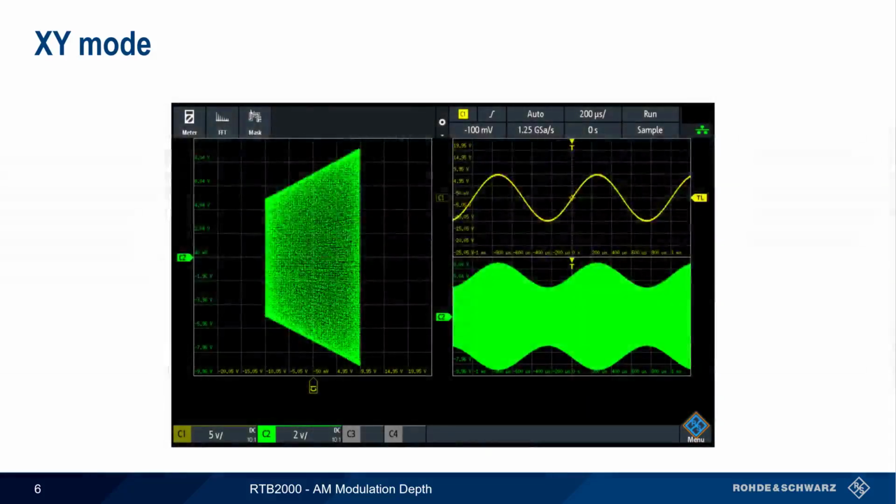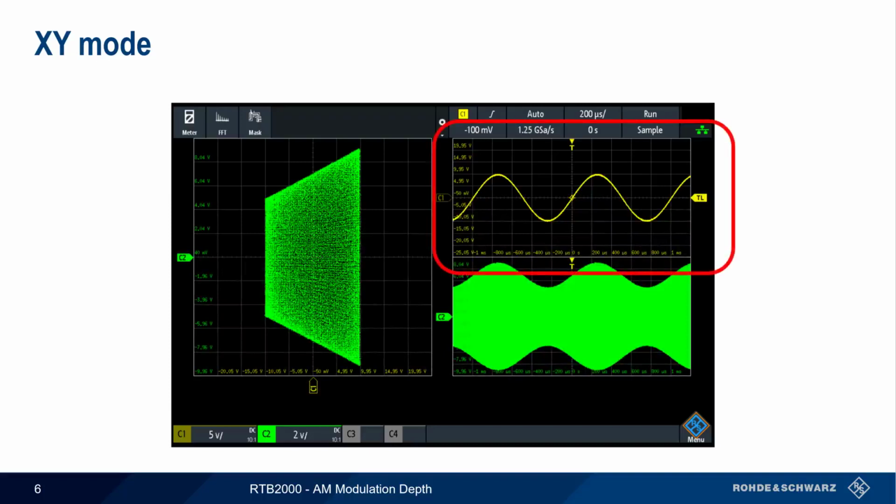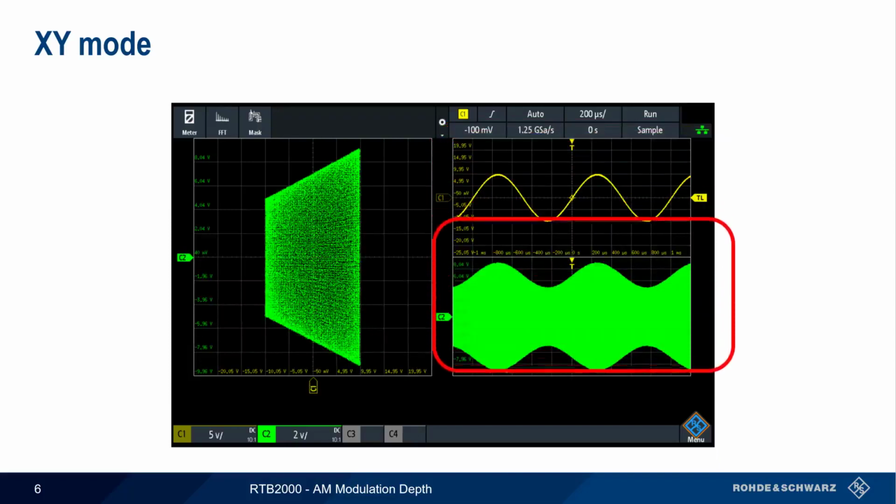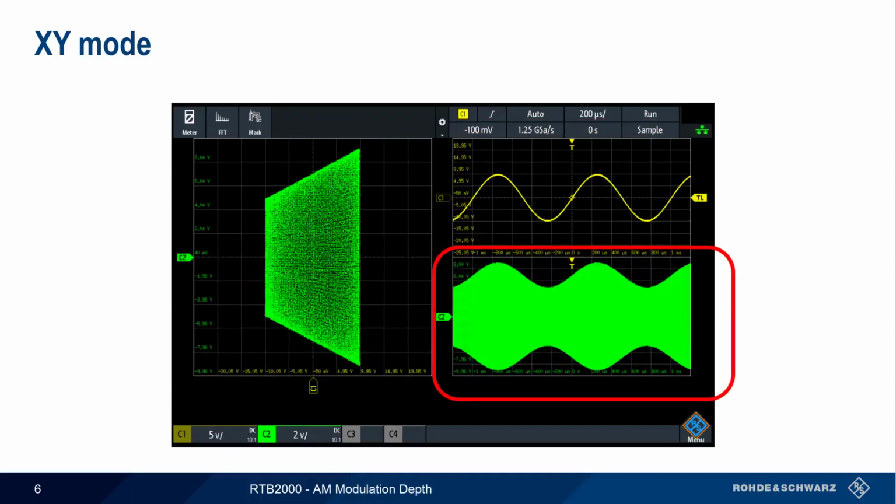Assuming we've connected and configured everything correctly, our XY mode display should look something like this. On the right, we can see the two channels. Channel 1 is a low-frequency modulating signal, a 1000 Hz sine wave in this example. Channel 2 is the modulated RF signal. We can use these two displays to verify that proper signals are present on each of the two channels.